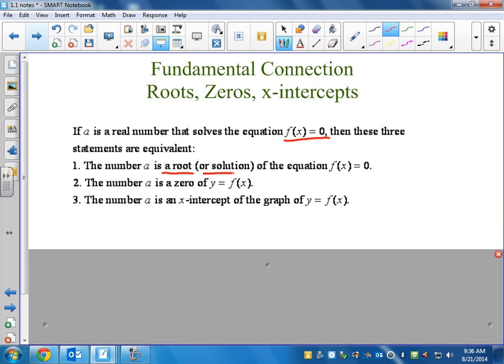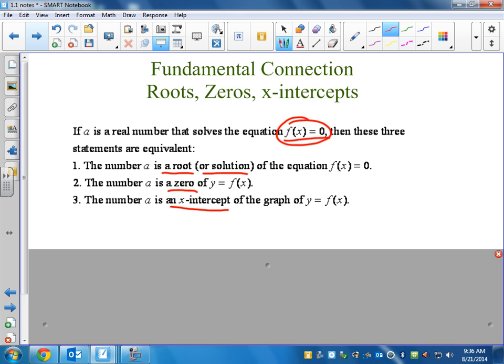A root or a solution is what you get when you solve a function equal to 0. A 0 is what you get when you solve a function equal to 0. And the other one is, you could also say x-intercept. The reason I make such a big deal about this in Algebra 2, that I put on a test that you have to list them all, is because sometimes the directions say different things. Sometimes it says find the solutions. Sometimes it says find the zeros, or find the roots, or find the x-intercepts. I just want you to know that when you solve this equation, all of these things mean the same thing.